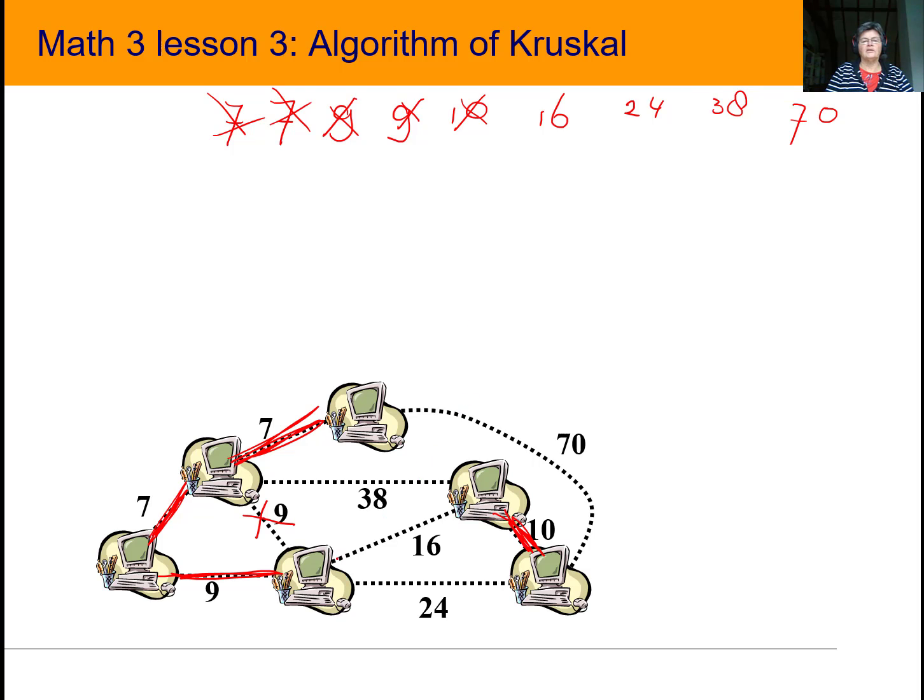We look at the 16. Okay, it's also a possibility. No problem. And in fact, we're already done now. We don't have to look any further because we have all vertices connected and no cycles. So this result is a minimal spanning tree. And the cost of this connection is now 7 plus 7 plus 9 plus 10 plus 16, and that would be 49. And this is the minimal cost we can spend to make this computer network.